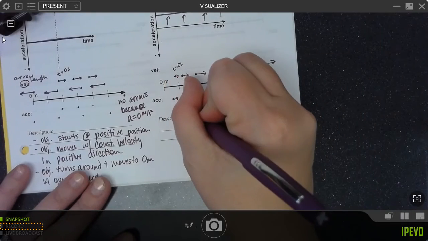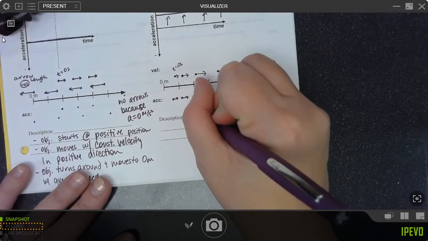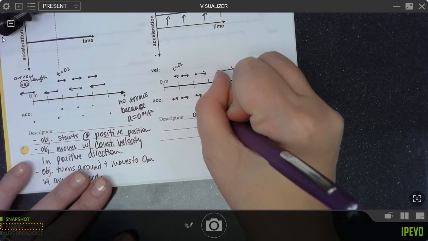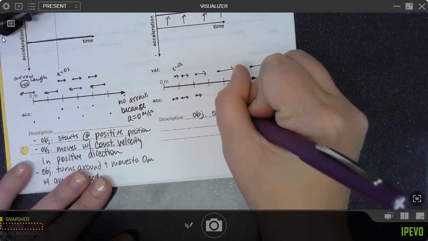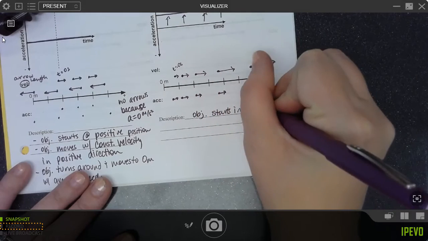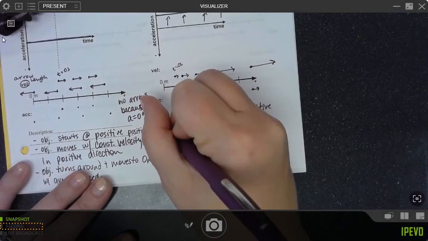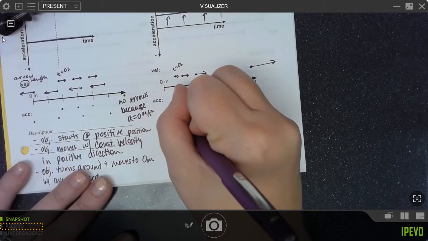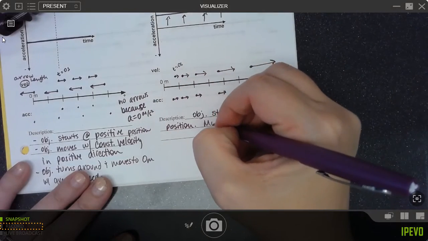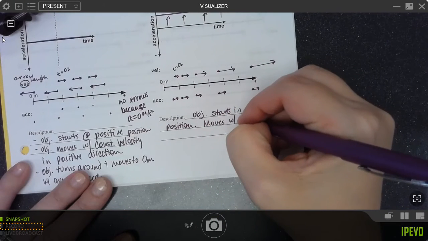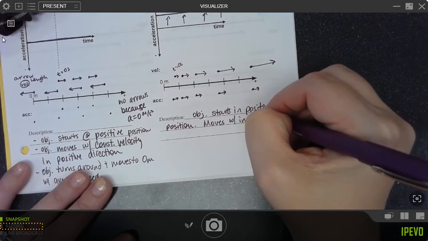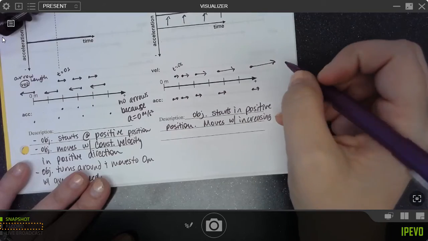So let's see, object starts in a positive position. I'm going to say moves. Is it possible that we know that it's positive? Like, what if it was negative? What if that was a negative position?